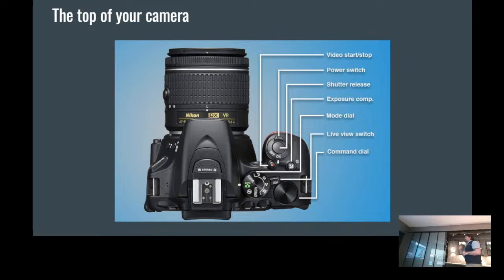And then lastly, you have the command dial. The command dial is pretty universal in a lot of different ways. The command dial will control whatever functionality or feature you're using. In automatic, it probably won't do anything for you. However, in things like aperture or shutter, it will control the aperture or the shutter of the camera as you rotate and file through the different numbers.